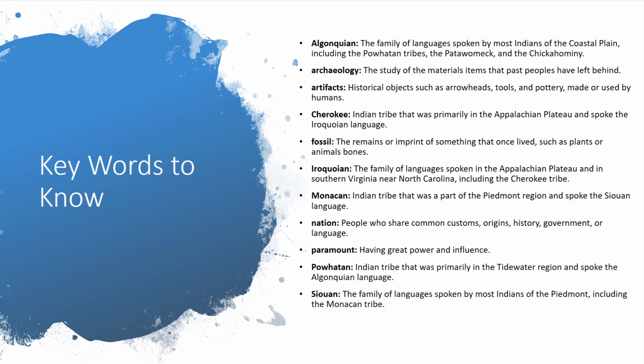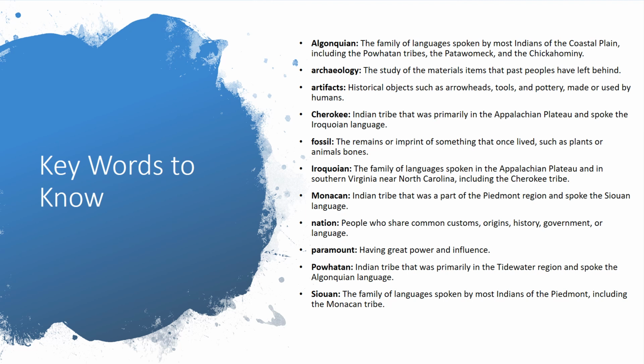Let's start with some important vocabulary. Algonquian is the family of languages spoken by most Indians of the coastal plain, including the Powhatan tribes, the Patawomic, and the Chickahominy. Archaeology is the study of the material items that past peoples have left behind. Artifacts are historical objects such as arrowheads, tools, and pottery made or used by humans. Cherokee is an Indian tribe that was primarily in the Appalachian Plateau and spoke the Iroquoian language. Fossils are the remains or imprint of something that once lived, such as plants or animal bones.